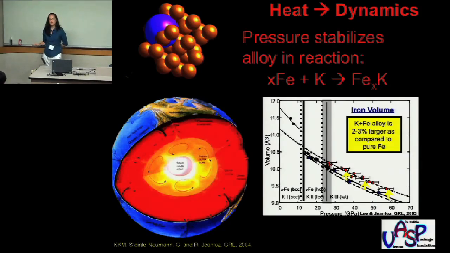What was the reasoning? I mean, I can do all sorts of hand waving on what was going on. And what we suggested was that we were forming a solid solution, okay? An alloy.